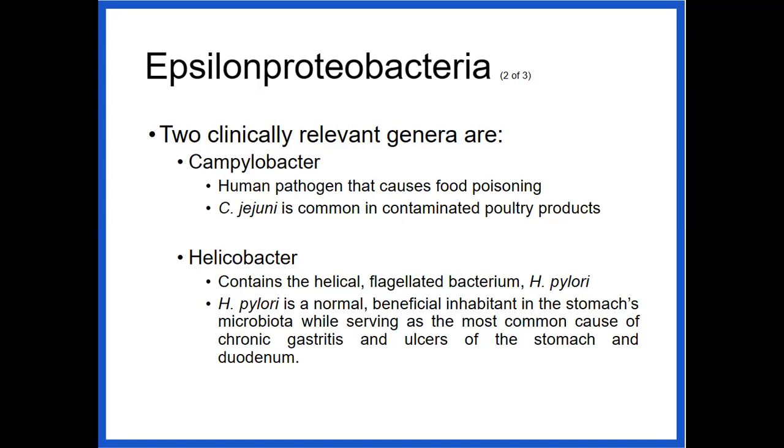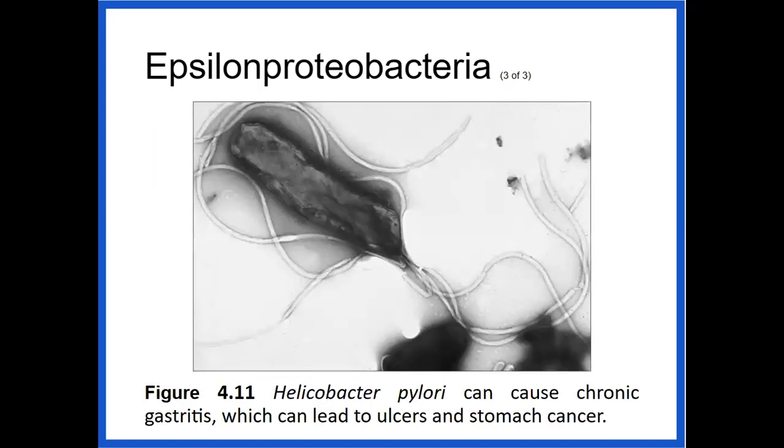Helicobacter. So this contains helical flagellated bacterium H. pylori. So actually, it's part of the normal flora. So it's part of the stomach's microbiota. However, it is also the common cause of chronic gastritis and ulcers of the stomach and duodenum. Okay, so that's Helicobacter that can lead to ulcers and stomach cancer.